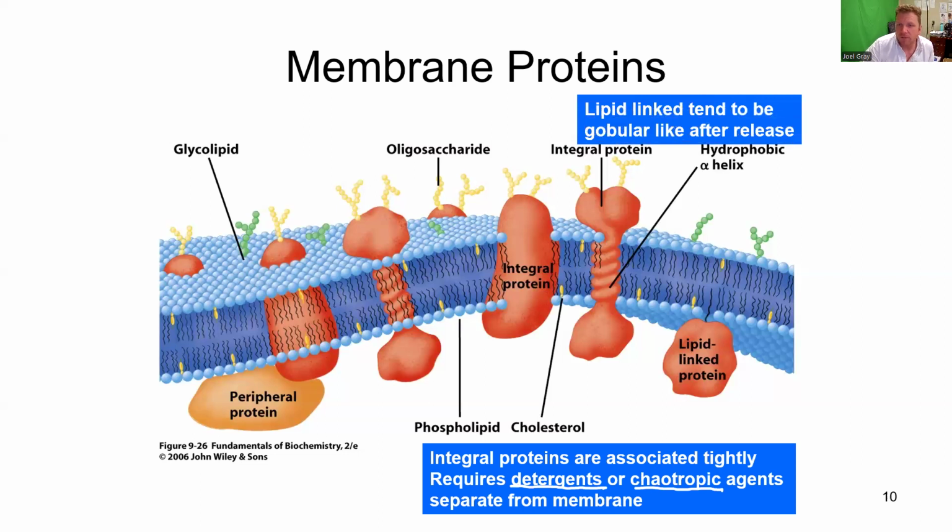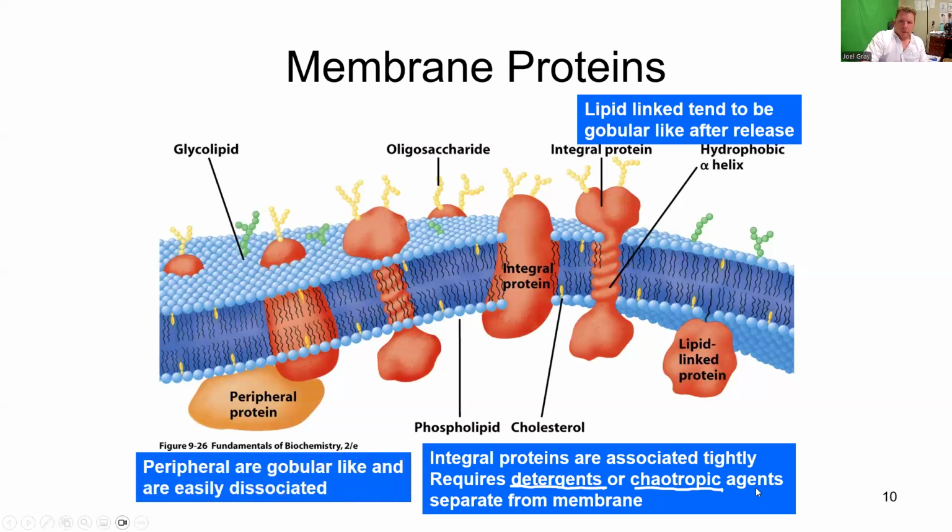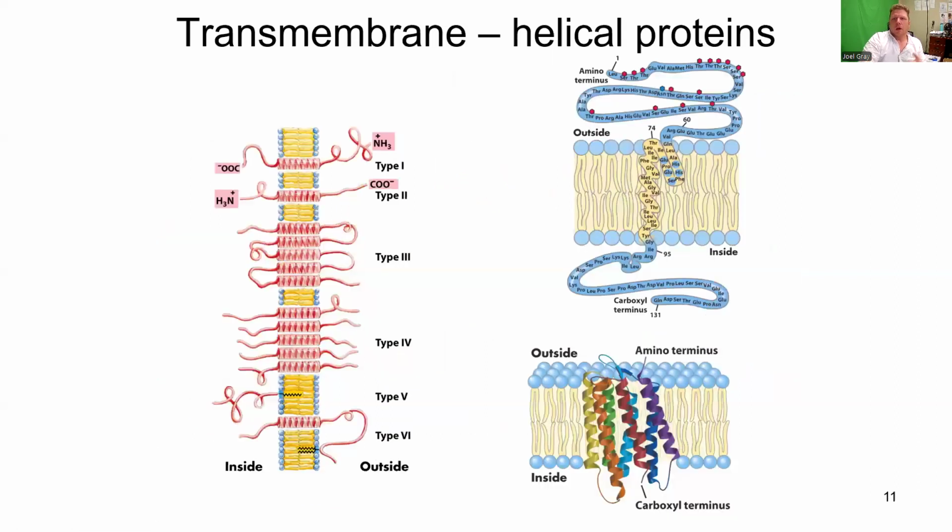Lipid linked, however, tend to be globular. And we're going to look at a couple of examples of those in just a moment. And peripheral proteins are also globular-like and are easily dissociated. So here what we have is a couple of different ways that proteins can be associated with a membrane. And what I'd really like you to focus on are these two down here.